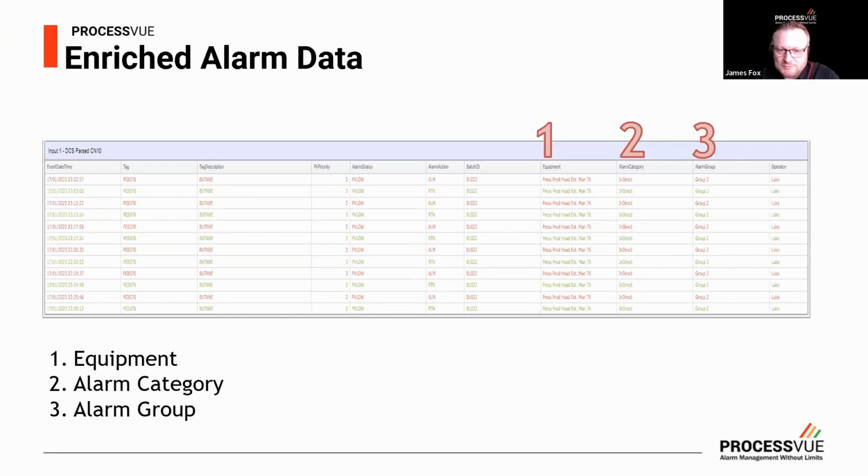We've labeled the new fields 1, 2, and 3, and you can see there that the first field is equipment. So you can now identify which piece of equipment has generated the alarms. If it's not part of the original alarm message, we're able to add alarm categories to your data, so you can now perform analytics around the category of alarms, and we're also able to add grouping. And the reality is that we can add pretty much any metadata that we need to add.